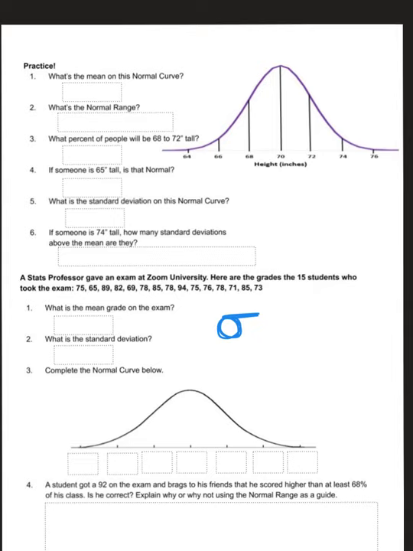And then use that information to complete the 7 values that we would usually put on a normal curve, okay? And then finally, I want you to think about whether or not this statement down here is true, using what the normal range would be for these values.